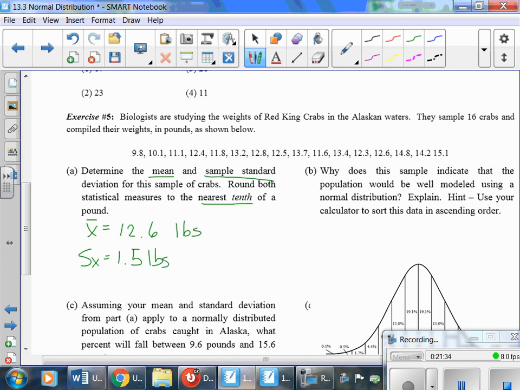So it says, why does the sample indicate that the population would be well-modeled using a normal distribution? And it says, explain. Hint, use your calculator to sort the data in ascending order. All right, so basically what you would do is take a look at, and I'm not going to do that right now, but you'd look and see the 11 values lie within the standard deviation of the mean.